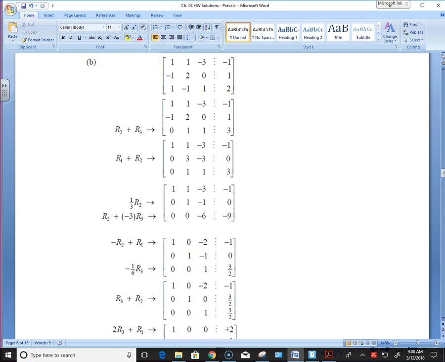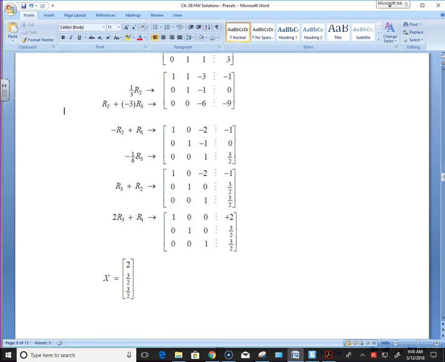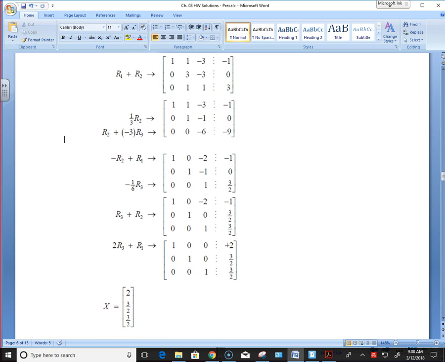And at the very end, you were supposed to end up with 2, 3/2, 3/2. It was all RREF. 2, 3/2, 3/2. Or that could have been 2, 1.5, 1.5 technically, right? If you got the decimals.